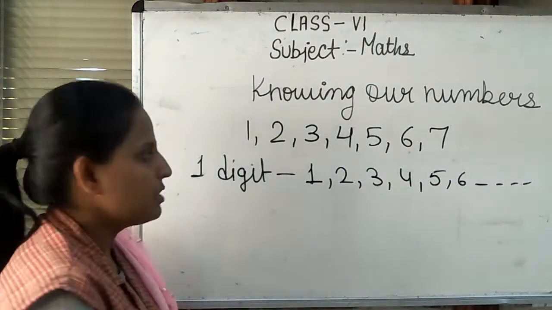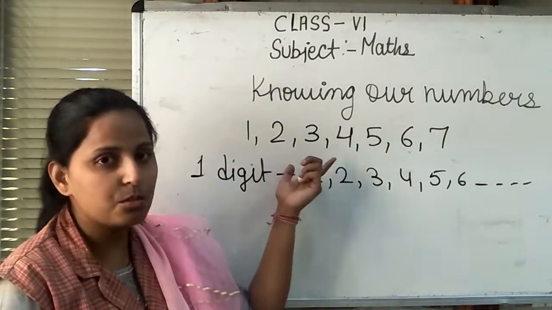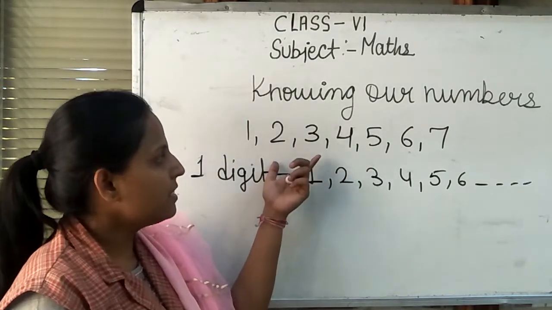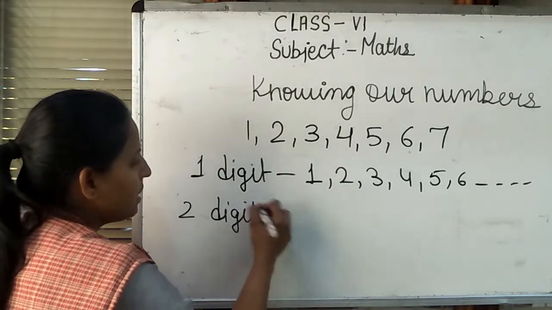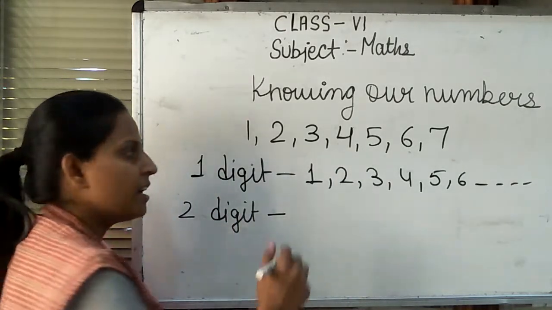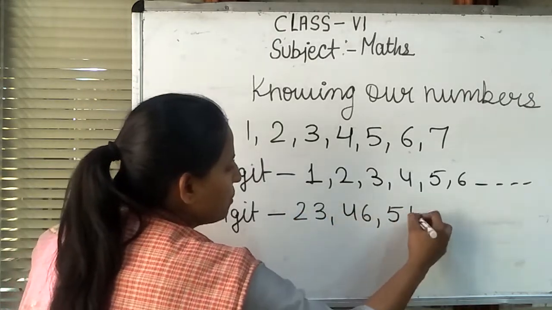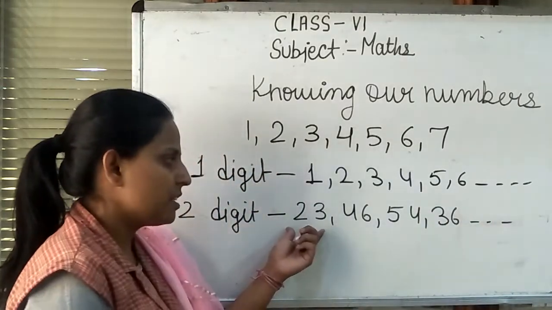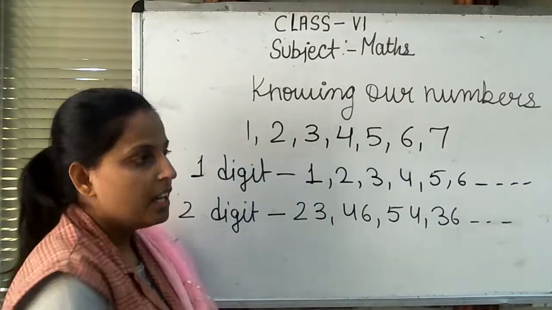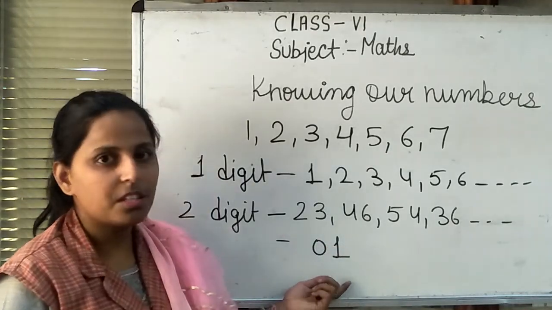Clear? Now we are moving to the next, the 2 digit numbers, because we know numbers according to digits also. So what is a 2 digit number? A 2 digit number is one in which we have 2 digits, like 23, 46, 54, 36. These are examples of 2 digit numbers because in these we have 2 digits. Like I write an example here, 01. Ma'am, is it also a 2 digit number?